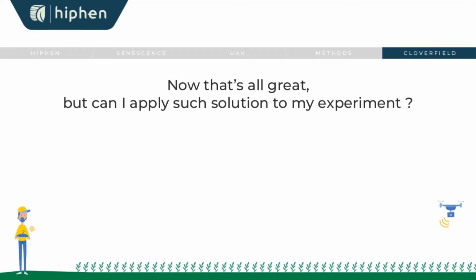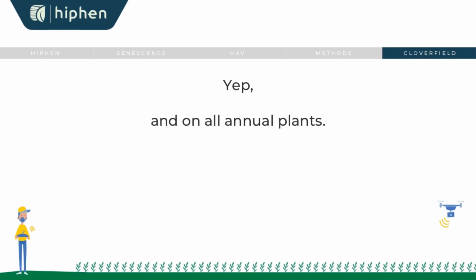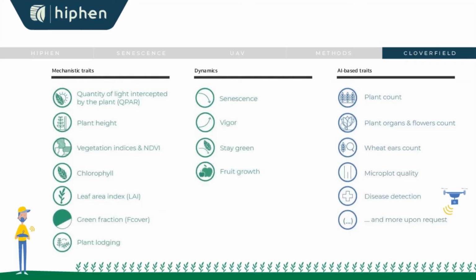So now that's all great. Why should I care? Can I apply that solution to my experiment? We believe that the answer is yes, on all the annual plants, obviously. So we can look beyond the sunflower. And just to remind you, this is the catalog of traits that we offer at Hiphen, and we would be delighted to talk about how we can apply some of these traits or any other new traits that you're interested in on your particular crop and experiment.